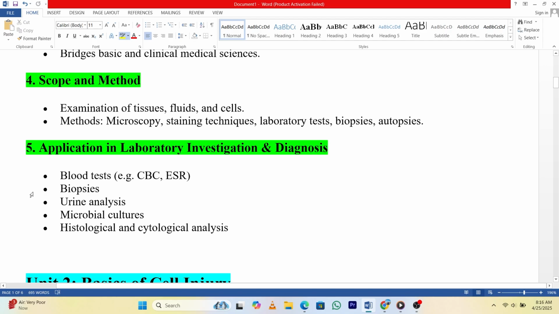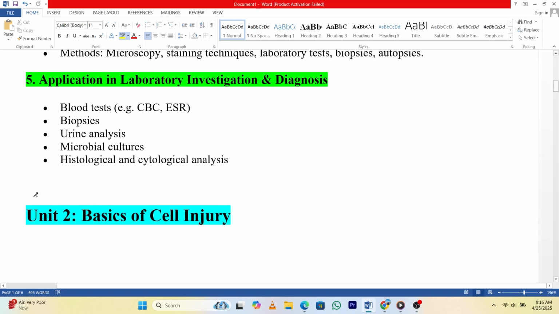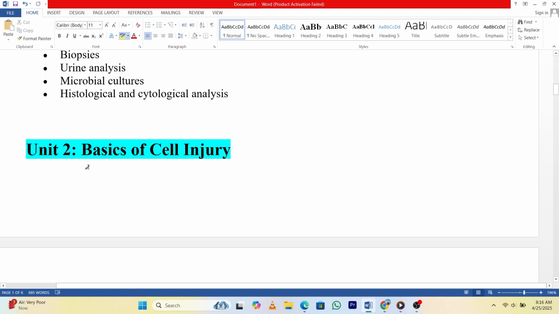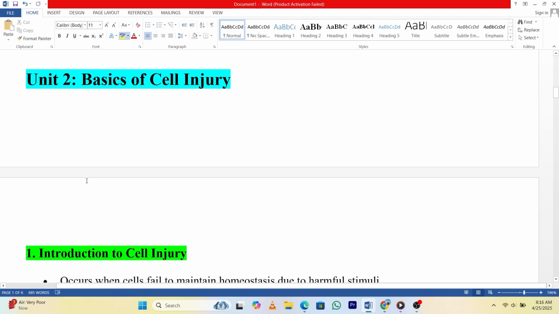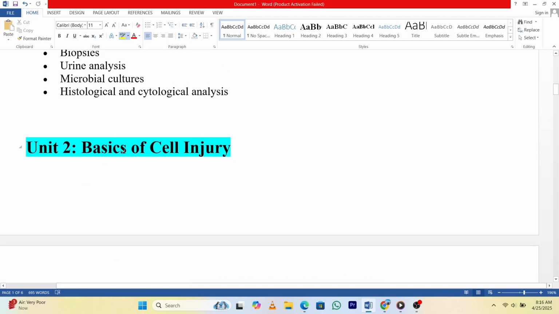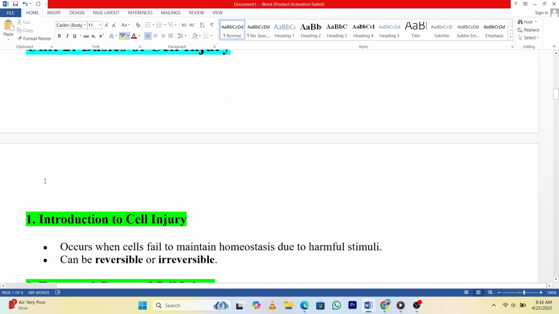5. Application in laboratory investigation and diagnosis. Blood tests, e.g. CBC, ESR. Biopsies. Urine analysis. Microbial cultures. Histological and cytological analysis. Unit 2, Basics of cell injury.